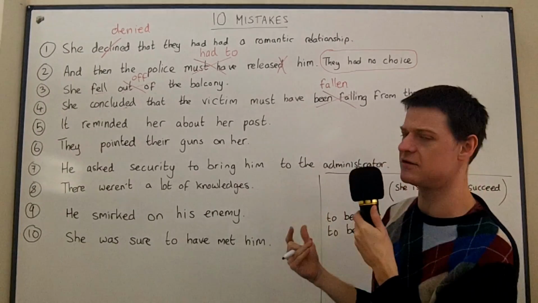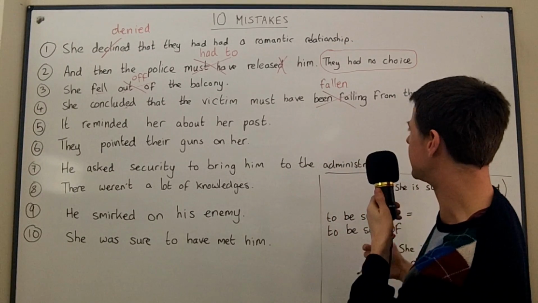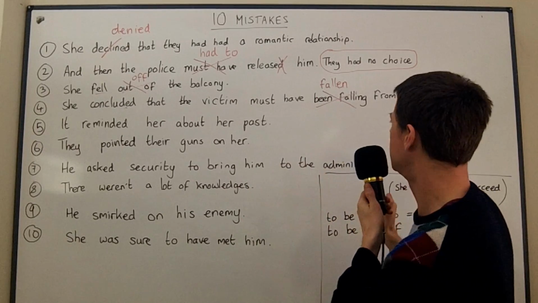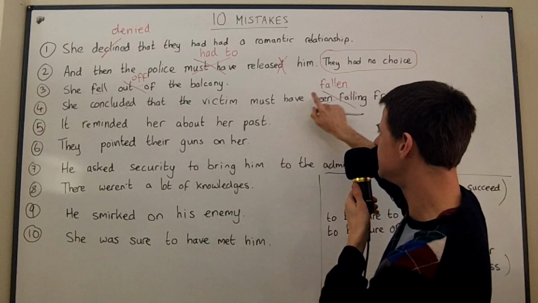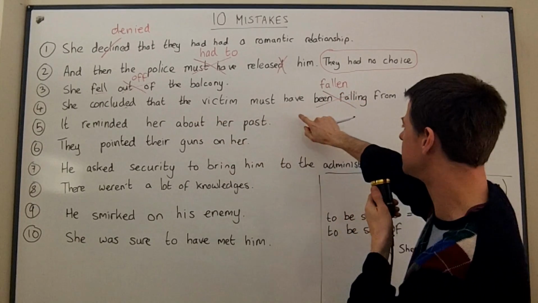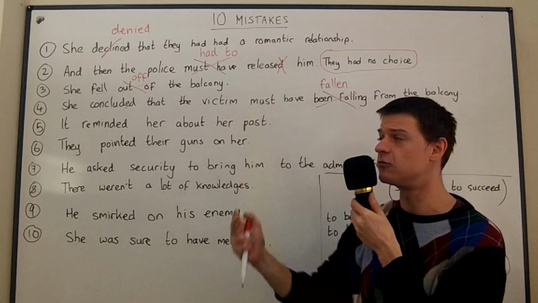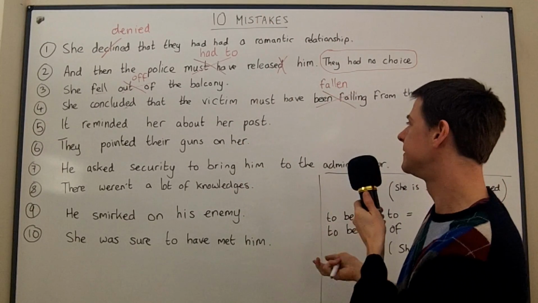this would be in the middle of falling in some kind of way, or for some kind of long duration, and falling is very quick. And so we really do need the simple form here. She concluded that the victim must have fallen from the balcony because she could see the result of this fall.